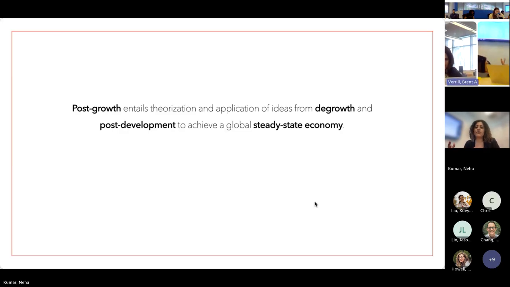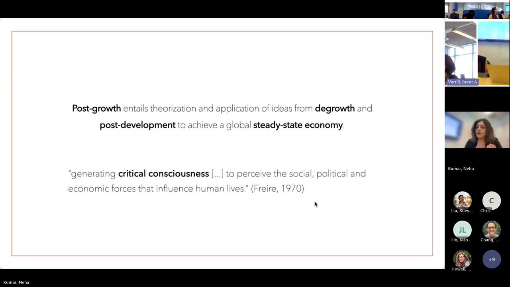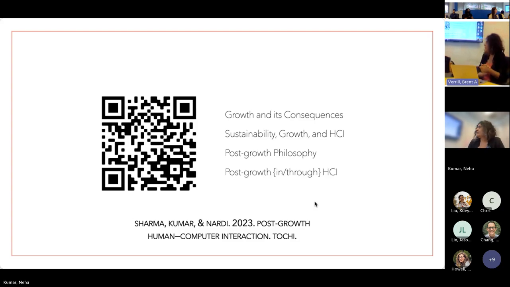So leveraging this idea of post-growth, what we're trying to do in this work is to seek to cultivate a critical consciousness about the economy's increasing influences, in Paulo Freire's sense of generating critical consciousness to perceive the social, political, and economic forces that influence human lives. So what's in this paper, and that QR code basically directs us to the full paper, we lay out the consequences of economic growth to shed light on the problems of the current economy and to make a case for seeking alternatives. And we discuss issues around sustainability within growth, followed by discussions that problematize and challenge HCI's engagement as a field with economic growth.